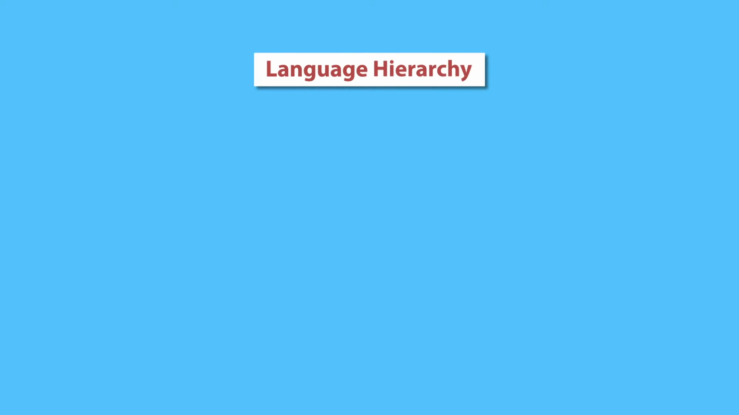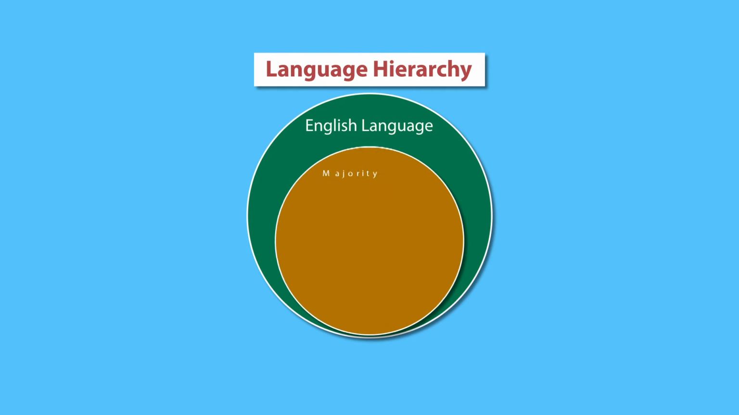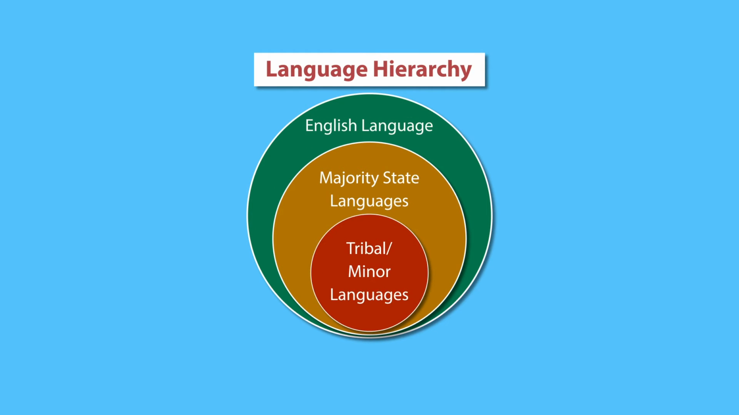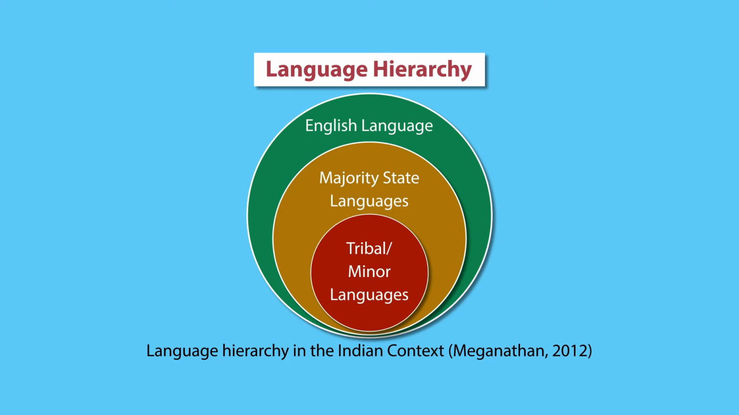So, look at how language hierarchy happens in the Indian context. The tribal minor languages are at a disadvantage because they are not in school, not in public administration, not in court, and state majority languages are above them, and the English language is predominant in education. Particularly when you go to higher education, most courses are run in English medium. There are states like Tamil Nadu where higher education courses are also conducted in Tamil medium.